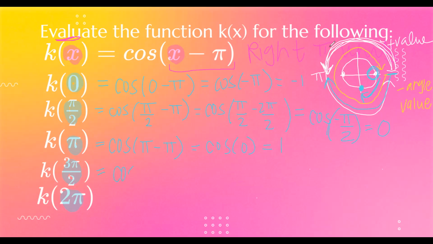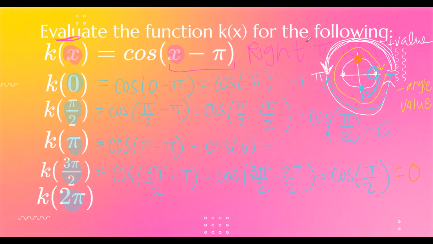Continuing on, we have cosine of 3 pi over 2 minus pi. Again, we're going to need a common denominator. So we get cosine of 3 pi over 2 minus 2 pi over 2, leaving us with positive pi over 2. Way back to regular life. Cosine of positive pi over 2 is up here. Oops, I should not have used pink. Right up here. Pi over 2, x is 0, y is 1. So this is going to be 0.